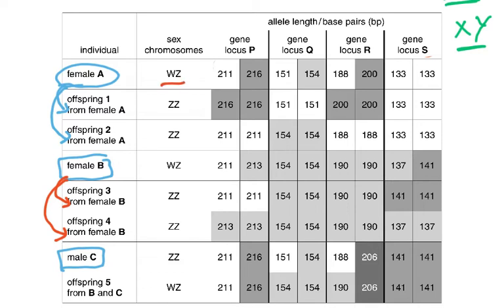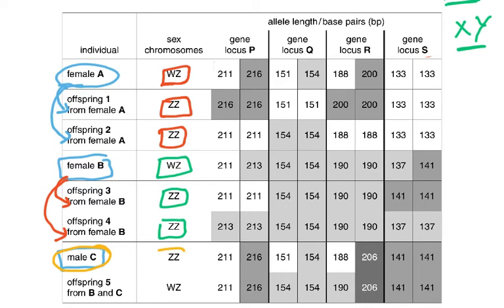Now female Z was WZ, and the offsprings from her were all ZZ. And then we had female W, who was also WZ, and her offsprings were also ZZ. And then we had male C. Now male C was ZZ.